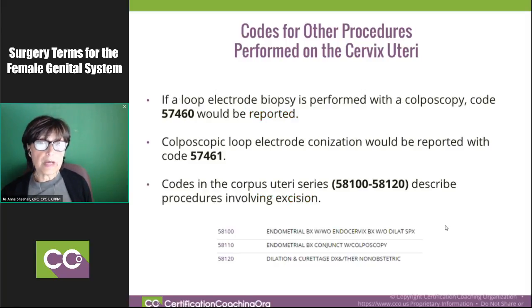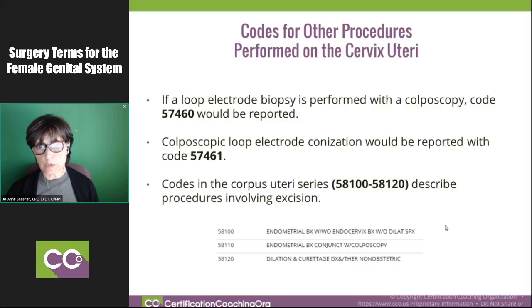So if a loop electrode biopsy is performed with a colposcopy, you're going to code 57460. The colposcopic loop electrode conization would be reported with code 57461. So it's telling you that if it's a loop electrode biopsy with a colposcopy, it's 57460. But if it's a loop electrode conization with the colposcopy, it's 57461.